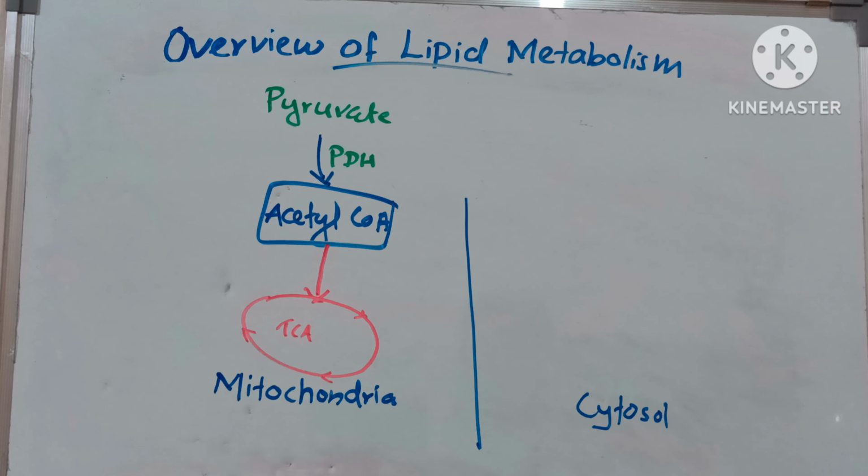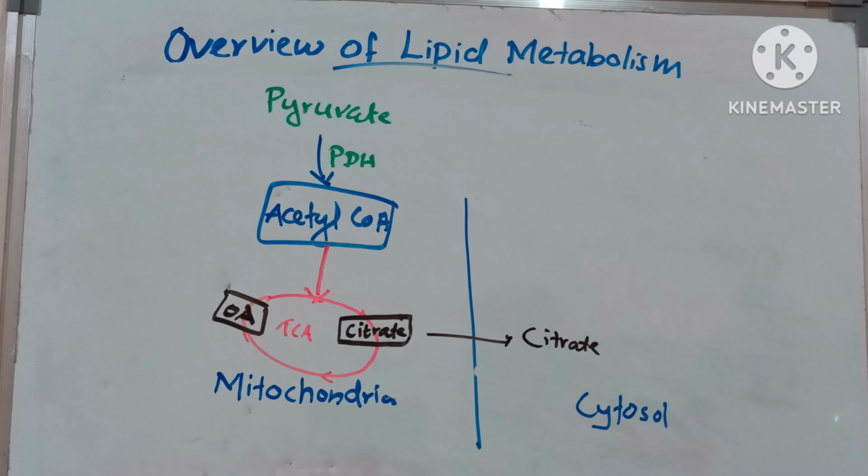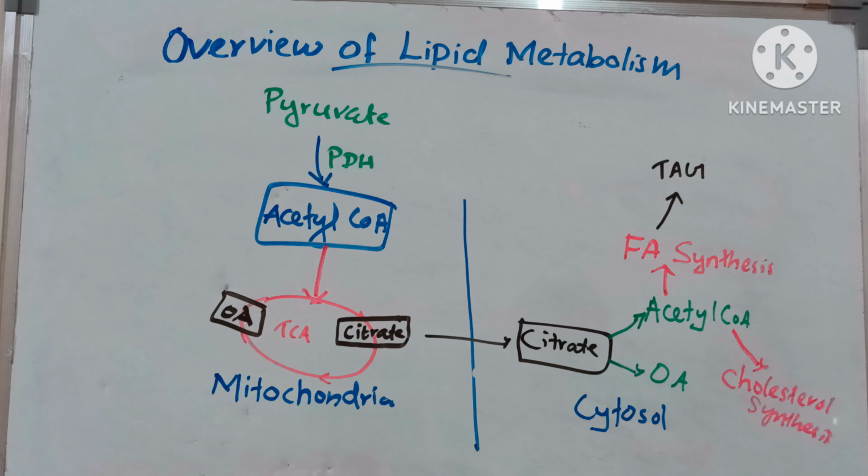Coming to the metabolic pathways, it starts with acetyl-CoA, which is derived from pyruvate by the enzyme pyruvate dehydrogenase. This acetyl-CoA enters the TCA cycle, but acetyl-CoA cannot cross the mitochondrial membrane. So it combines with oxaloacetate to form citrate. Citrate can now cross the mitochondrial membrane, so it enters the cytosol. In the cytosol, citrate is broken down into acetyl-CoA and oxaloacetate.